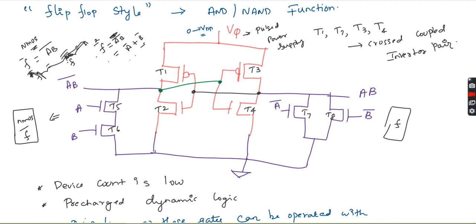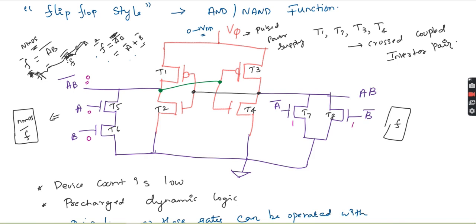So let us go for the operation. I will apply A and B, both 0, 0. Then A bar and B bar are supposed to be 1. Initially both outputs are 0, and AB also will be 0 because both inputs are 0, 0. So here we are increasing the supply from 0 to VDD.